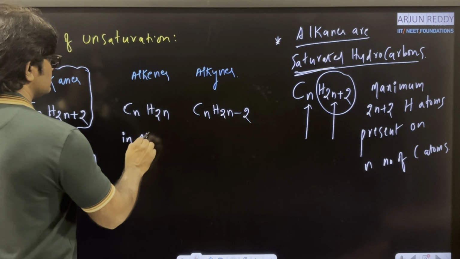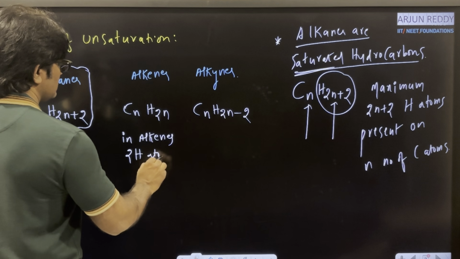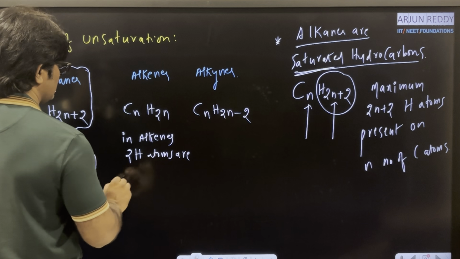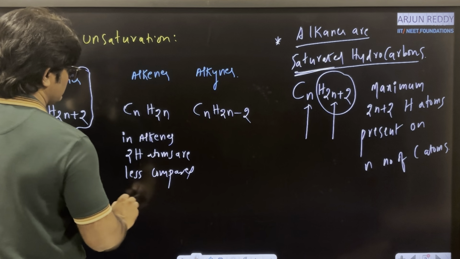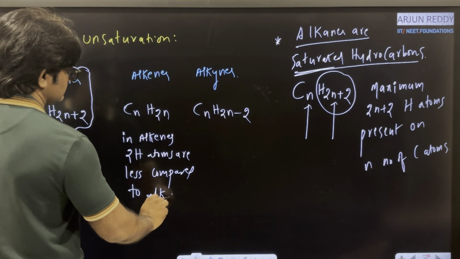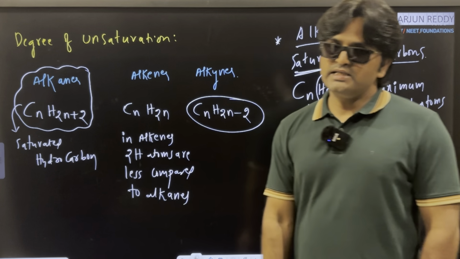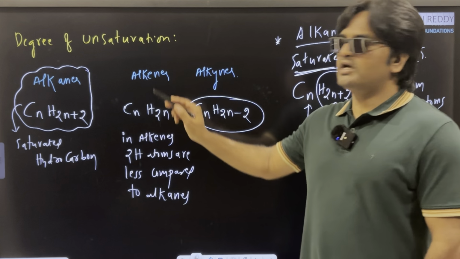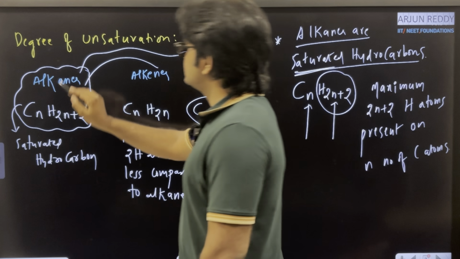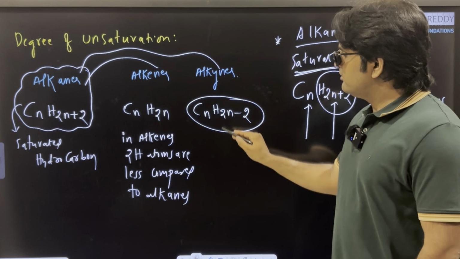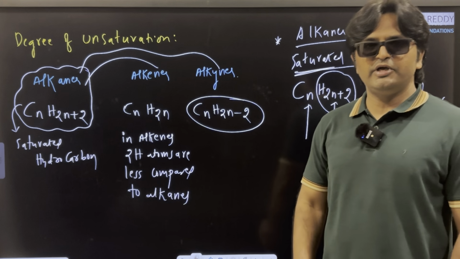In alkenes, two hydrogen atoms are less compared to alkanes. And how many hydrogen atoms are less in case of alkynes? Again you compare with alkanes. Alkenes compared with alkanes, alkynes also compared with alkanes. Here how many hydrogen atoms are less when compared to alkanes? 4 hydrogen atoms are less when compared to alkanes.